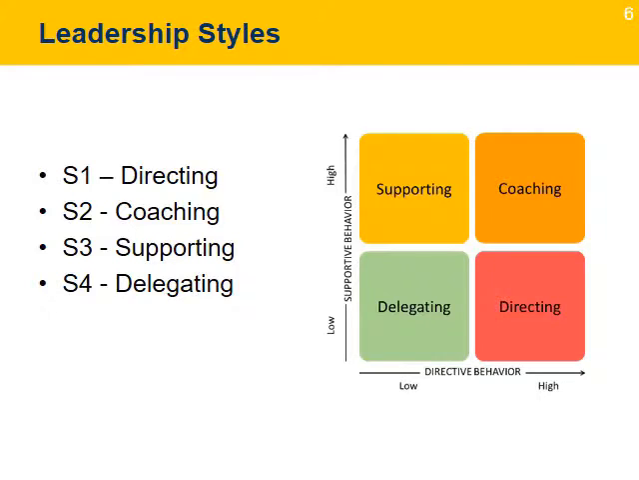Leadership style behaviors can be classified into four distinct categories. S1, directing, with high directive behavior and low supportive behavior. S2, coaching, with high directive behavior and high supportive behavior. S3, supporting, with low directive behavior but high supportive behavior. And S4, delegating, with low directive behavior and low supportive behavior. Each style corresponds to the levels of directive and supportive behaviors the project leader chooses to influence the project team.